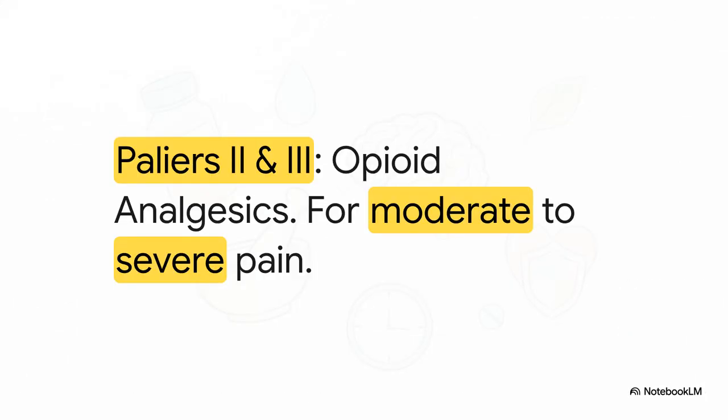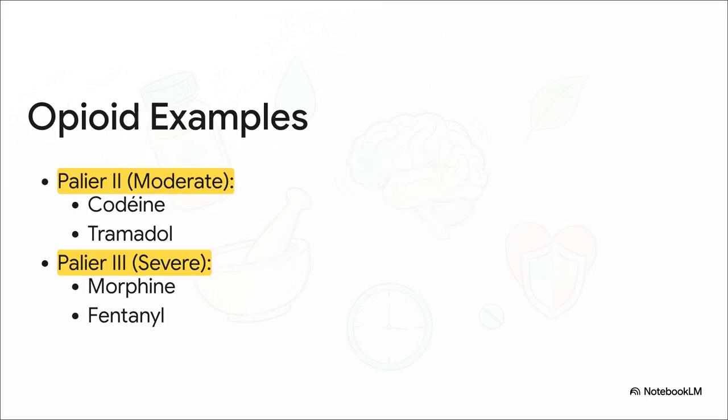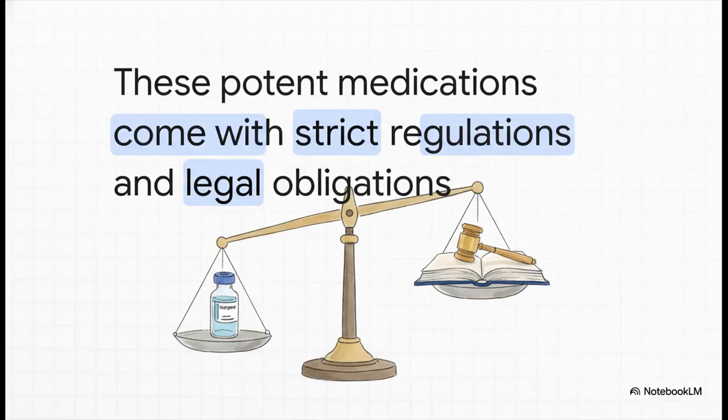Okay, what if level 1 isn't enough? We move up to the opioids in levels 2 and 3. Level 2 drugs like codeine are for moderate pain. For severe pain, we use level 3 agents like morphine. But with more power comes way more responsibility and very strict legal rules.